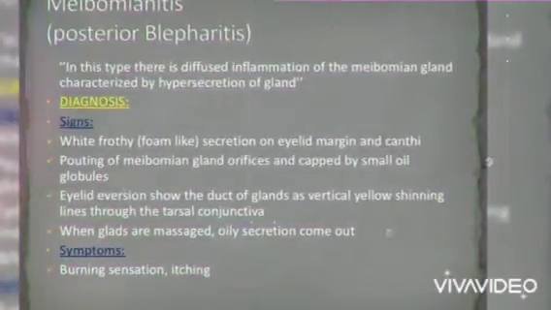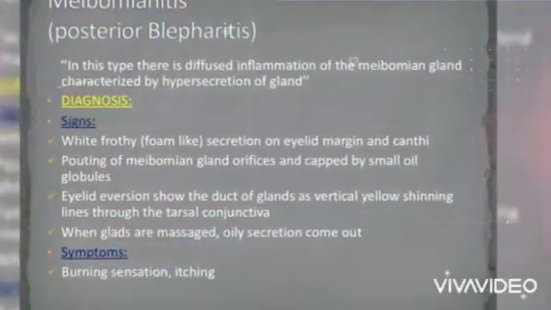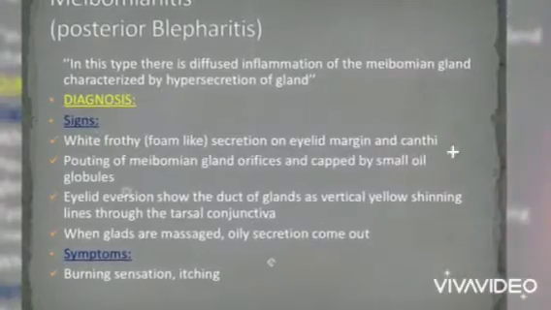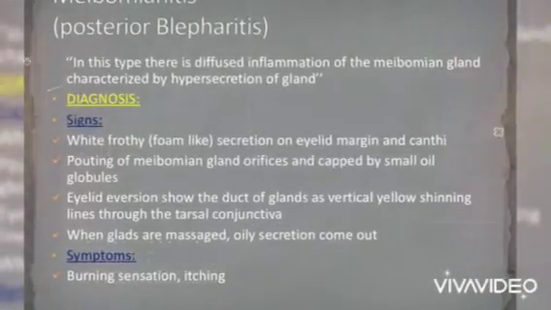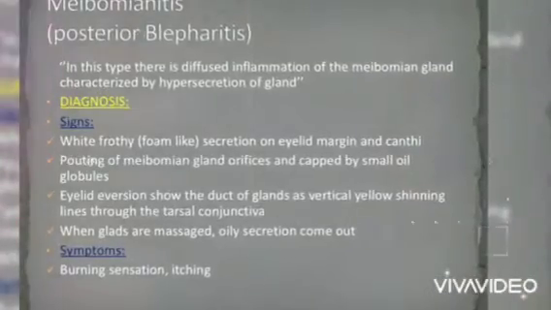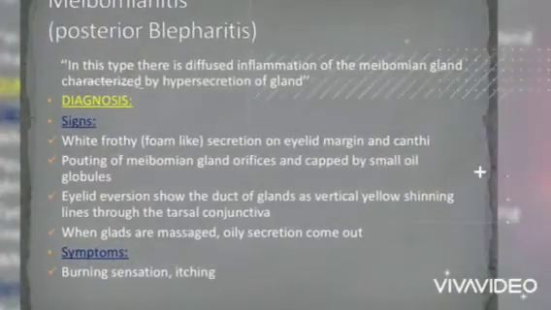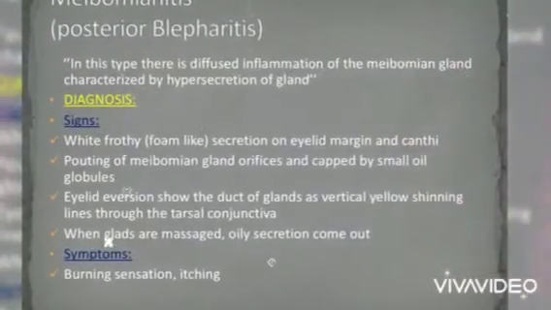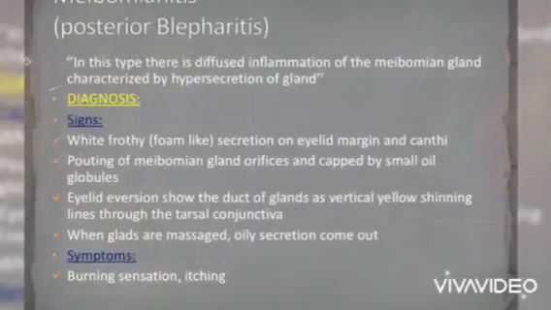Eyelid eversion shows the duct of gland as vertical yellow shining lines through the tarsal conjunctiva. When glands are massaged, oily secretion come out. Symptoms are burning sensation and itching due to tear film instability.